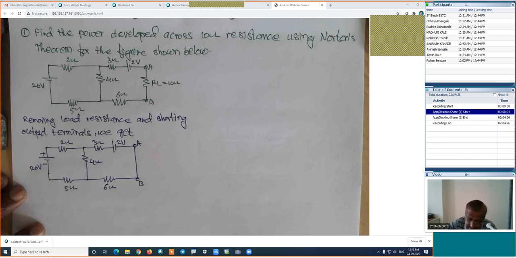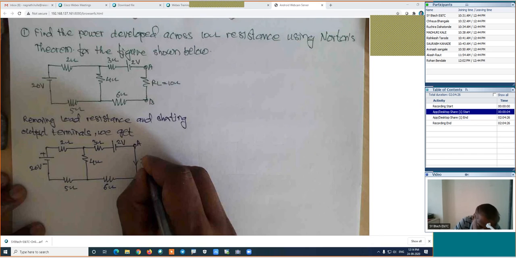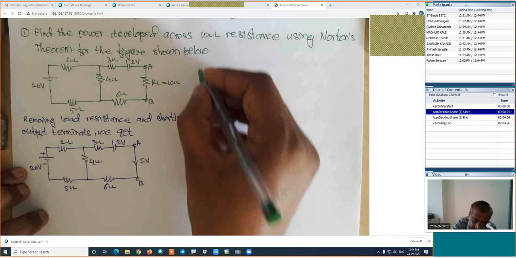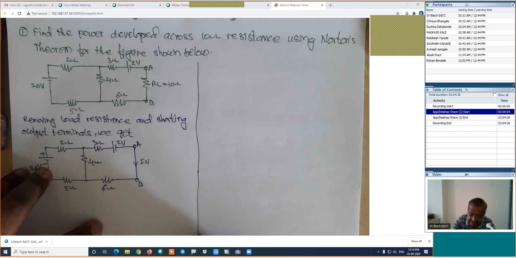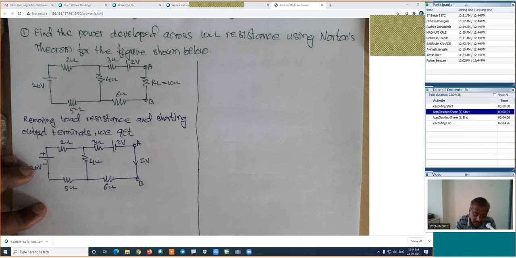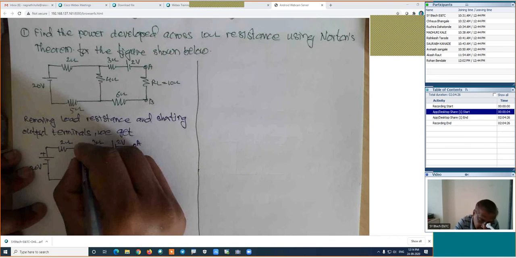Now, calculate the current in this short circuit, which is the Norton's current. Use any method. You can use the direct inspection method, mesh analysis, nodal analysis, whatever. Being the first problem, whatever I have used in the explanation, I will use a similar method, which means I will use nodal. You can use mesh. This is mesh 1, mesh 2, or the direct inspection method, or whatever.